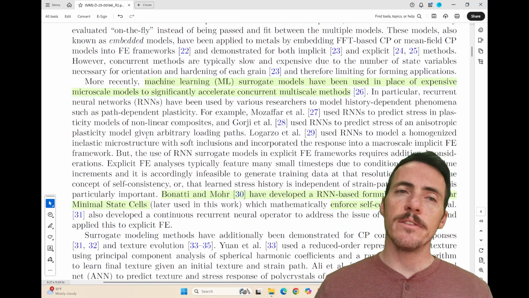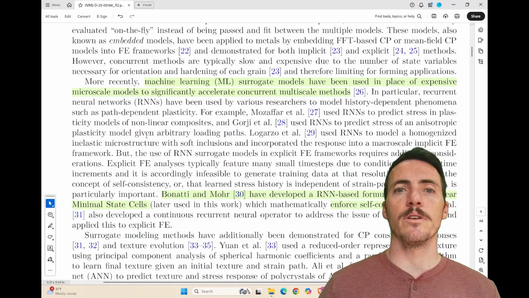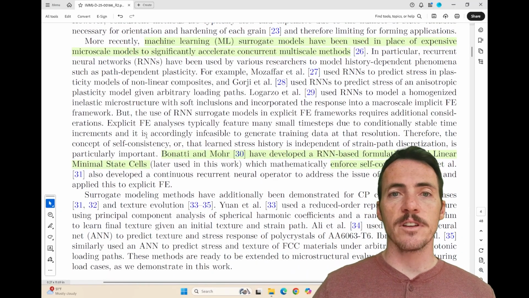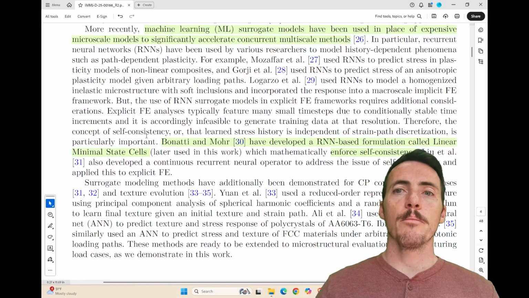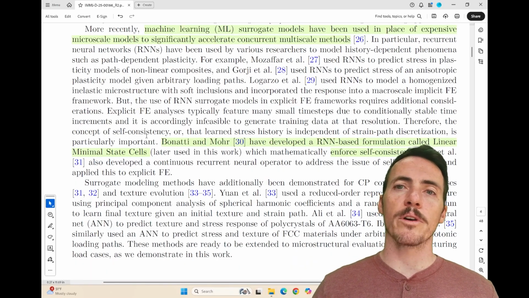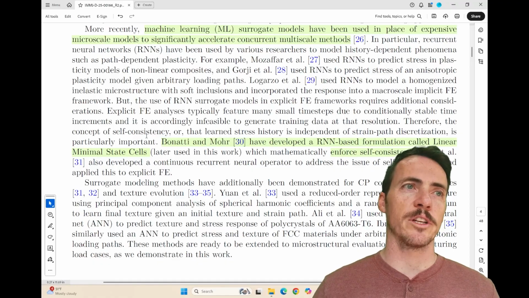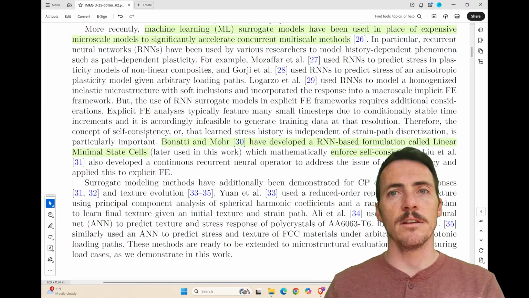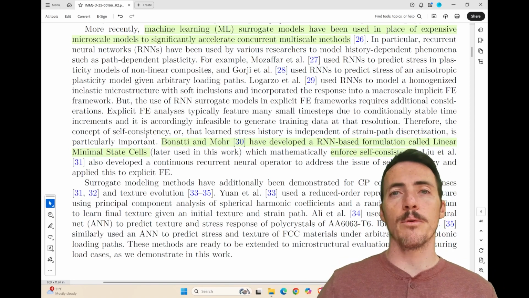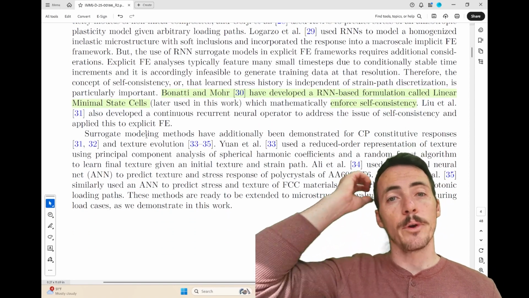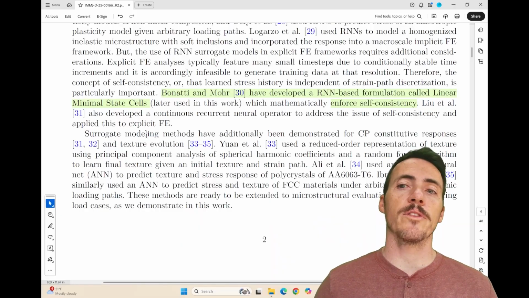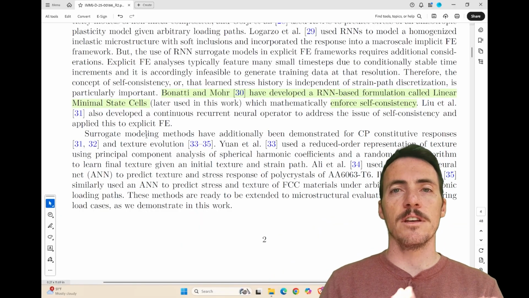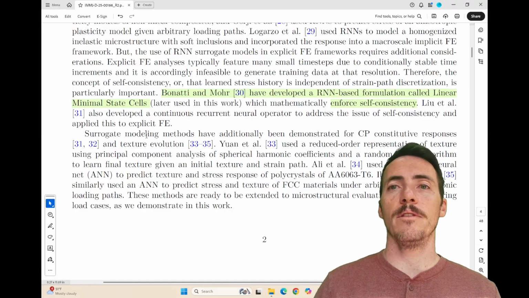But the innovation that these authors are putting forward is the possibility of using machine learning surrogates instead of those. And they're not the first people to consider this either, right? There's been a number of papers primarily using recurrent neural network architectures. And that makes sense because a recurrent neural network saves some information about the previous state when it captures the next state. So in incremental forming, that's going to be really important. The one that they actually used here comes from Bonatti and Moore. This is a recurrent neural network they call linear minimal state cell, which is able to capture self-consistency in this process using the history dependence.